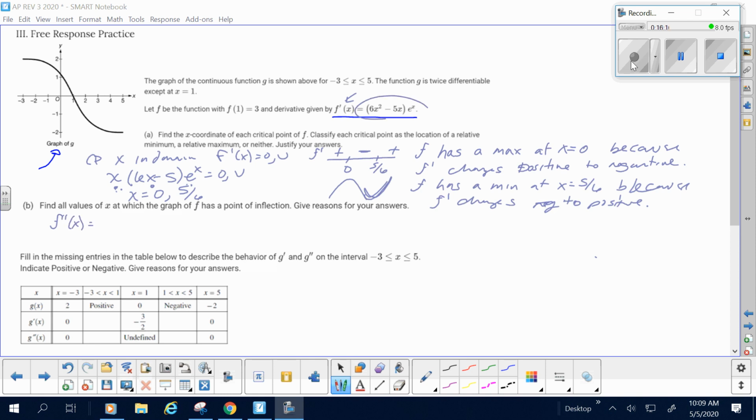And let's use the product rule. First stays the same, derivative of the second, plus second stays the same, derivative of the first. There's your second derivative. Let's clean it up. Here's algebra time. Let's take out an e to the x, and I'd have 6x squared plus 7x minus 5.